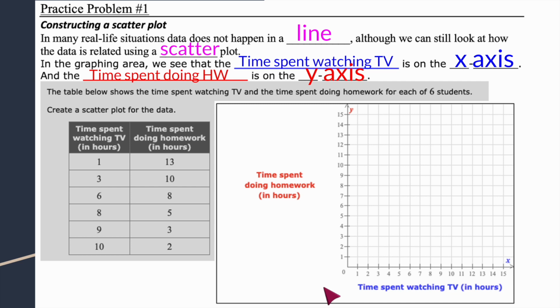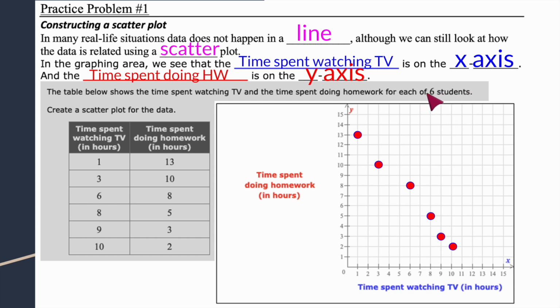So now we're going to compare the time we watch TV versus the time we spend doing homework. Now if I plot all these points, that went really quick, but you can see the first was 1, 13. So if I have 1 hour watching TV, 13 hours doing homework. If I spend 3 hours watching TV, it's 10 hours doing homework. If I go all the way over here and I spend 10 hours watching TV, then I only spend 2 hours doing my homework. So you can see that there's definitely a trend here. The more TV I watch, the less homework gets done for these students.